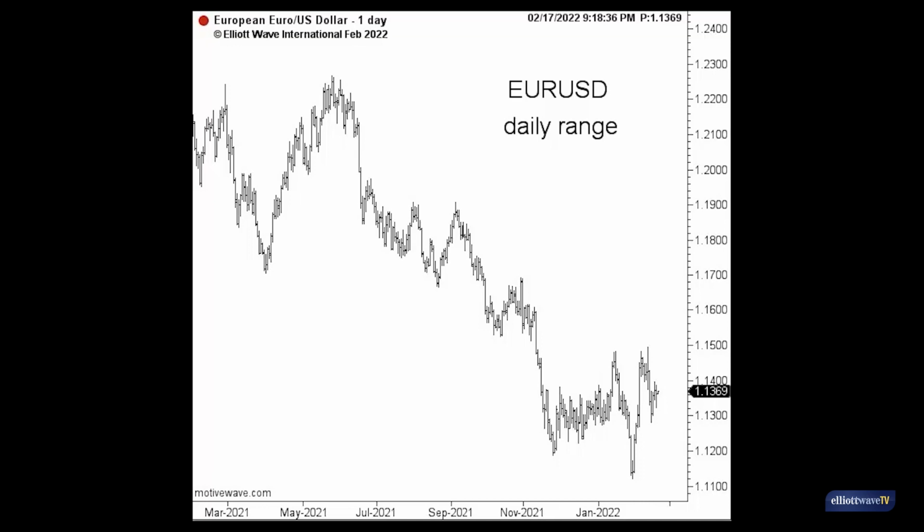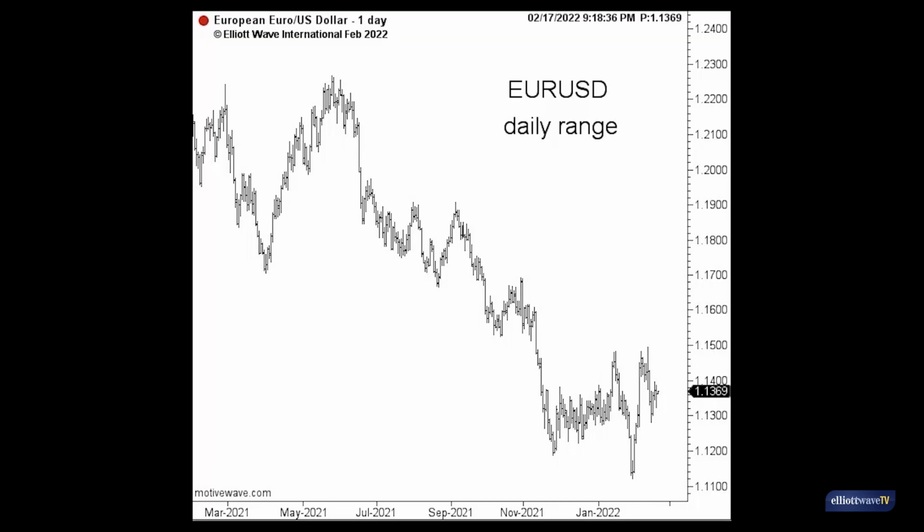In fact, from January 2021. So for more than a year, and from above 123 all the way down to below 112, the euro fell fairly steadily. But recently we've seen evidence that maybe a reversal is underway. And let me walk you through why.